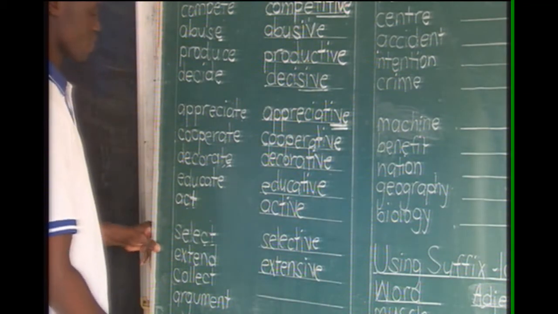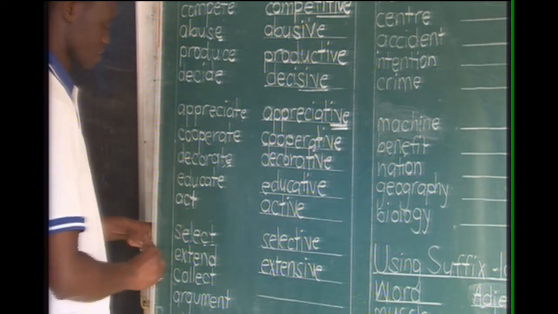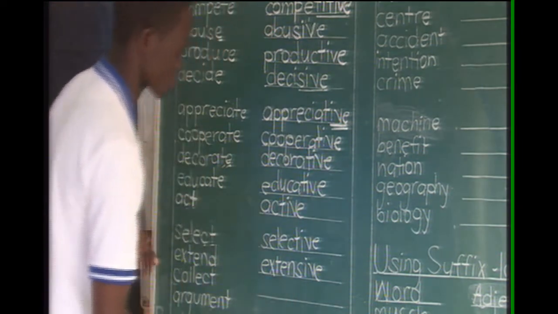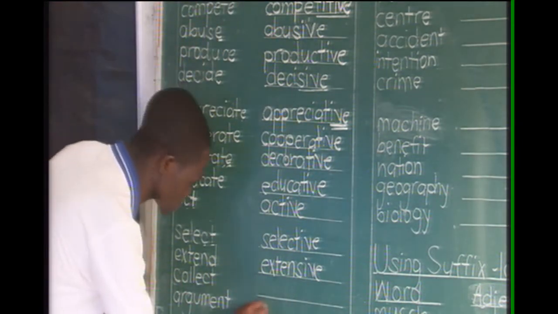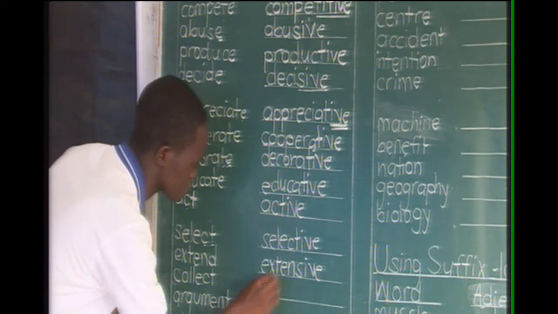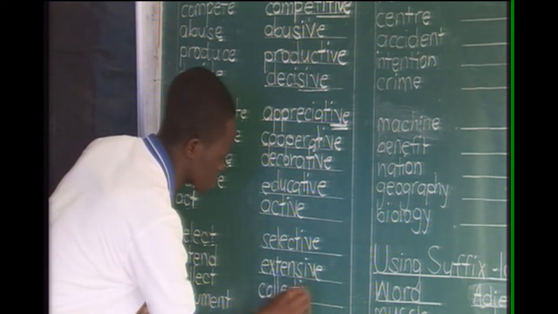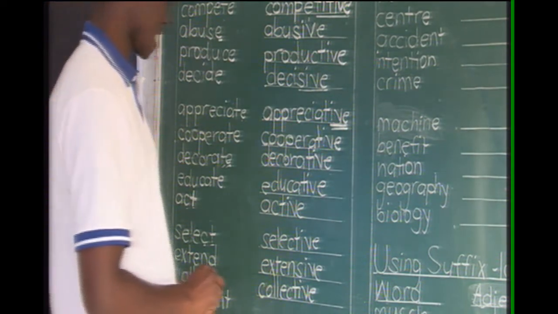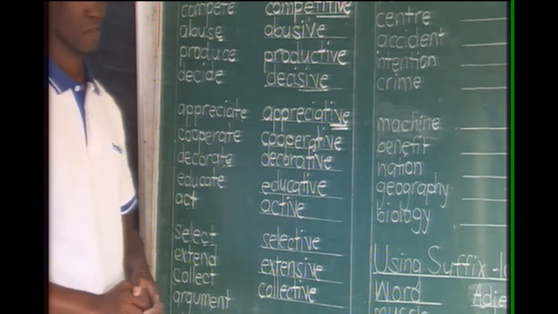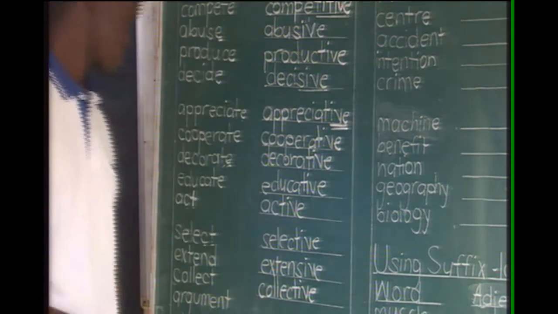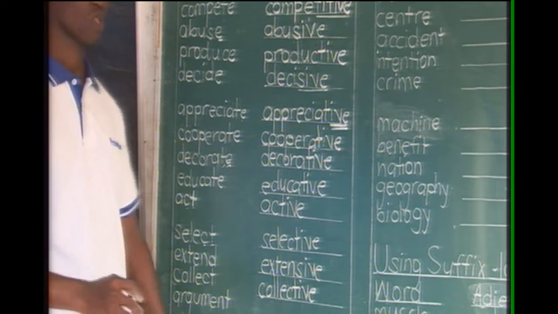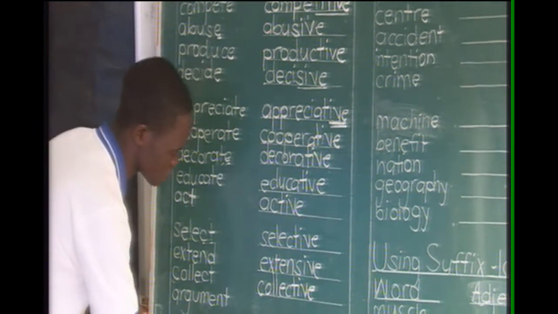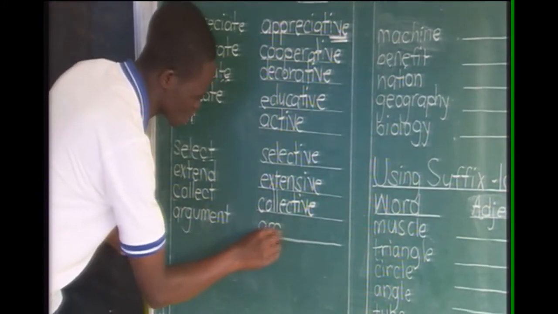Collect, which is not that different from act, not that different from select. We'll apply the same trick. Collect, collective. Lastly, last but not least, we have argument. Check the spelling of argument. A-R-G-U-M-E-N-T. Argument has its adjective as argumentative.